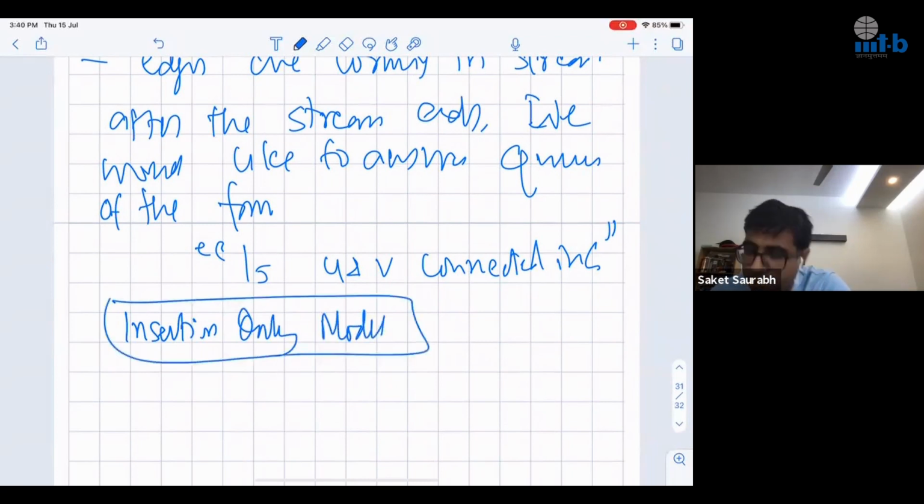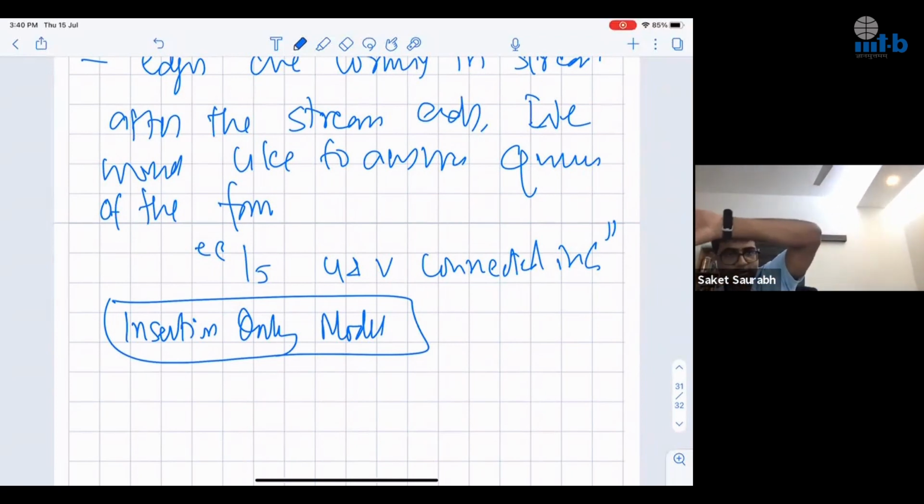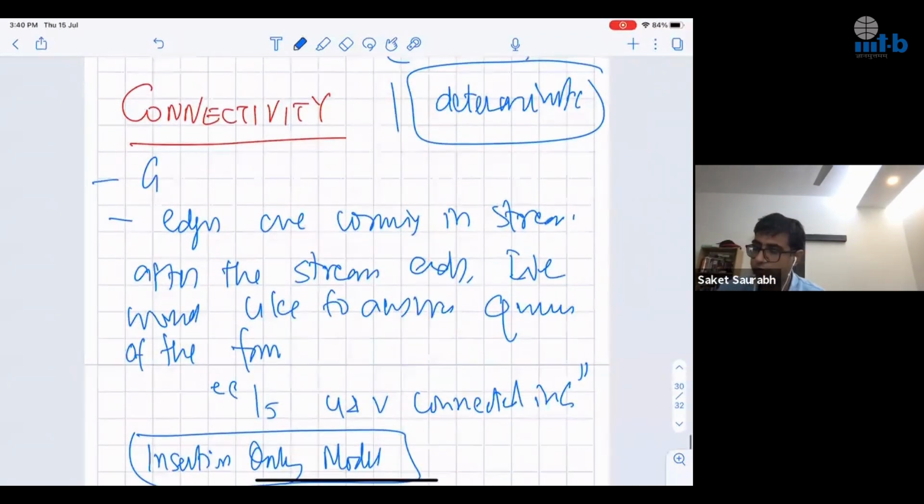There is a much more general model where edges can come and some edges are deleted. At the end, whatever graph you get by insertion and deletion, your sketch should be able to answer for that graph. But we'll not worry about this. For now, only edges happen. And I want to do connectivity. So edges are coming.